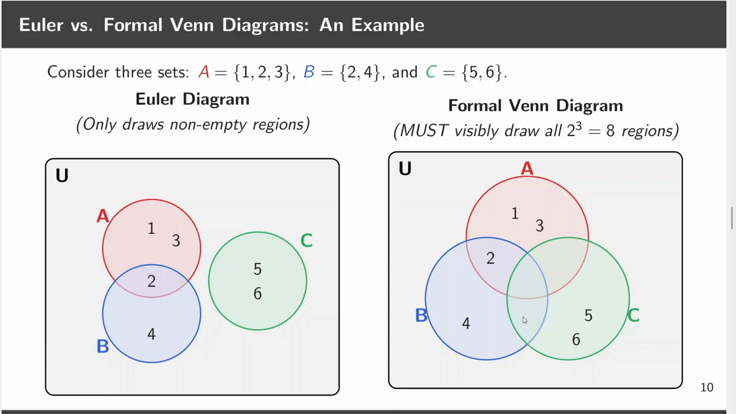The Euler diagram communicates the data more naturally. The formal Venn diagram is mathematically complete and rigorous. Neither is wrong. They serve different purposes. But now you know exactly what separates them, and you will never confuse the two again.